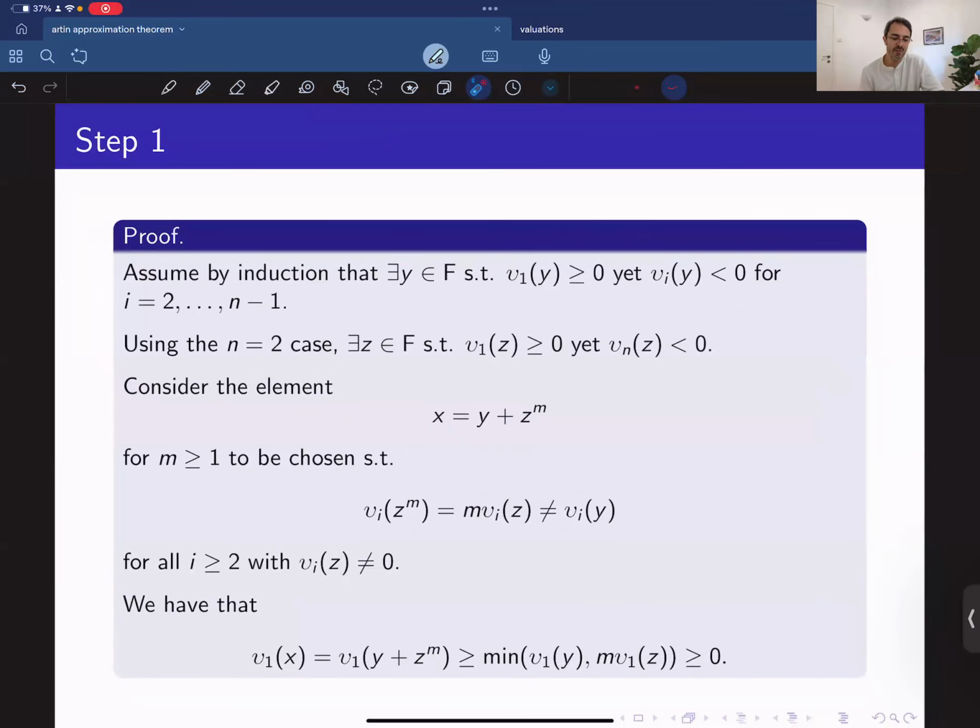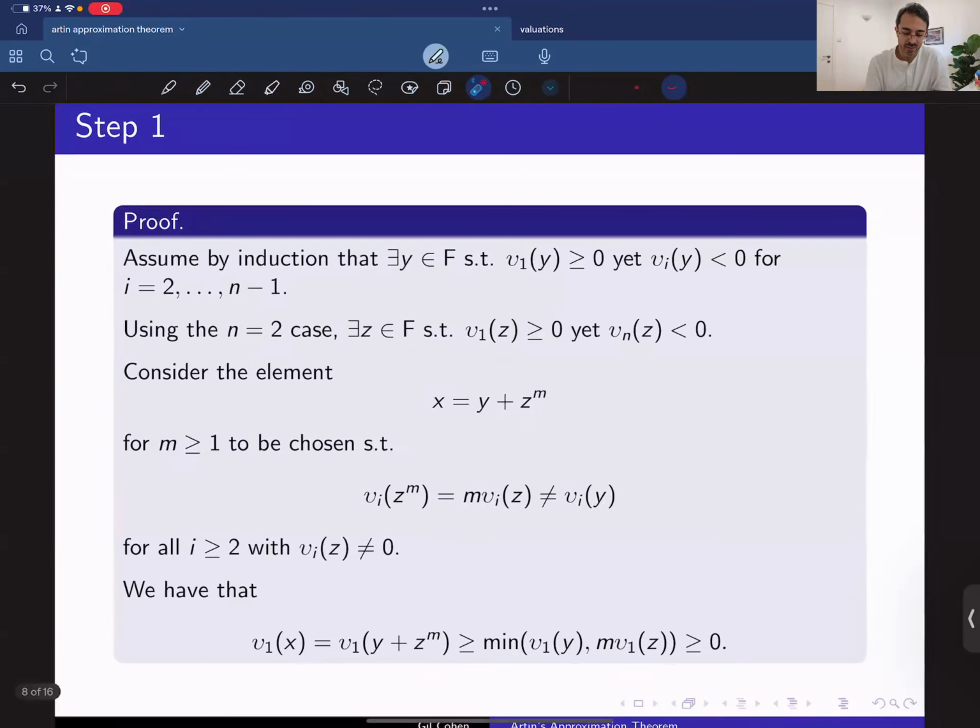And here again, you will have the same kind of trick. So we'll see. Let's assume by induction on n that we found a Y, an element in the field, such that V1 of Y is non-negative. So Y is defined at the point 1, but Y is a pole of all the other valuations, so to speak. So Vi of Y is negative for i equal 2 up to n minus 1, not n, up to n minus 1.